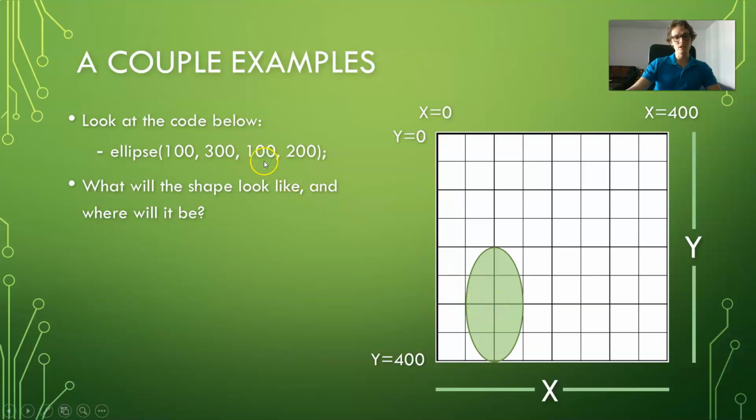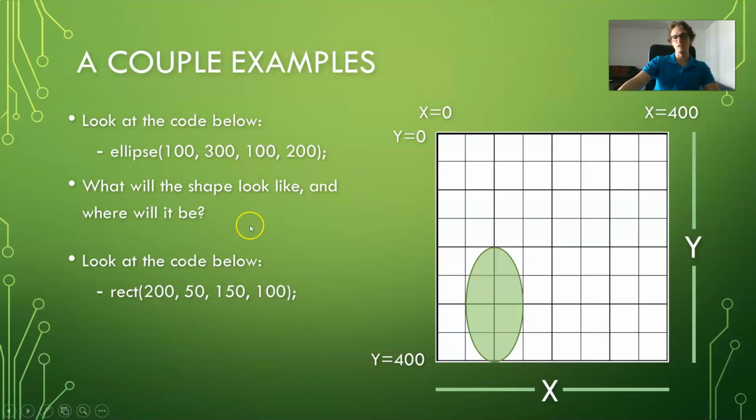Now, the next value, 100, what parameter is that? That's the width, right? So from here to here is a length of 100. And then 200 is the height. So from here to here is 200. Okay, I hope you guys all got that correct. Let's look at one more.